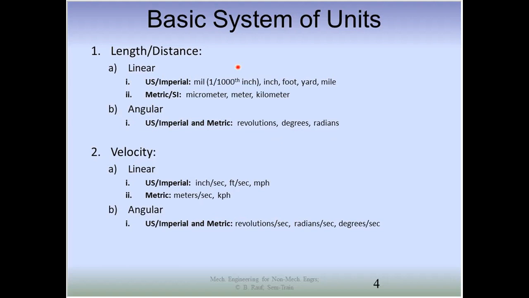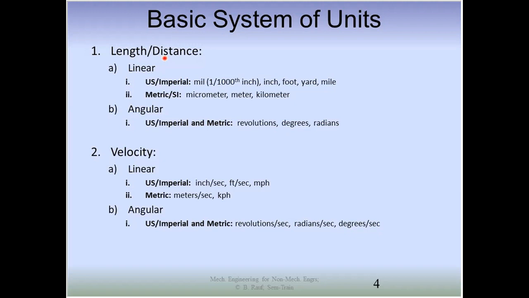To start off with, you see the title is Basic System of Units, but under that, when we talk about one of the most basic entities in mechanical engineering, it is indeed length or distance. And length or distance can be either linear or angular. The difference is, of course, linear is when you are measuring distances or lengths in a linear fashion, as if you're walking, you're measuring something along the floor, that's linear. Measuring something on the table, that's linear. You're going from point A to point B in a linear direction.